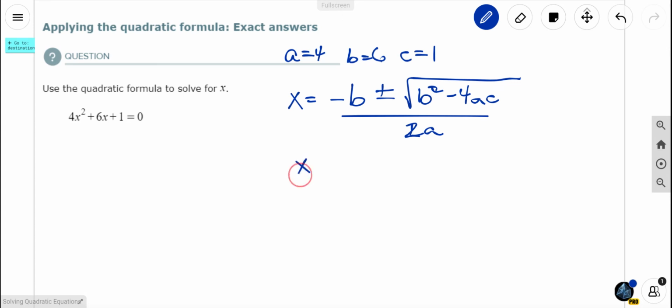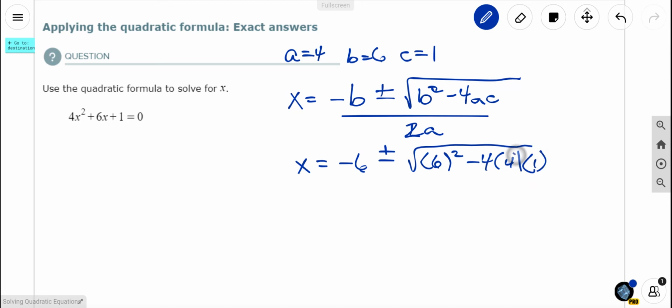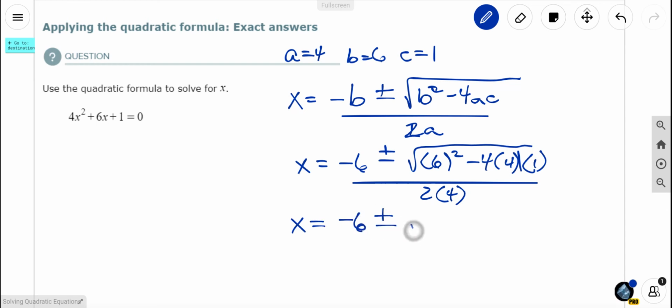Okay, so x is equal to negative b, which is 6, plus or minus the square root of, put it in parentheses, 6 squared minus 4 times a is 4, c is 1. Oh my God, I'm so sorry. Okay, all over 2a, 2 times 4. So x is equal to negative 6 plus or minus the square root of 36 minus 16 all over 8.